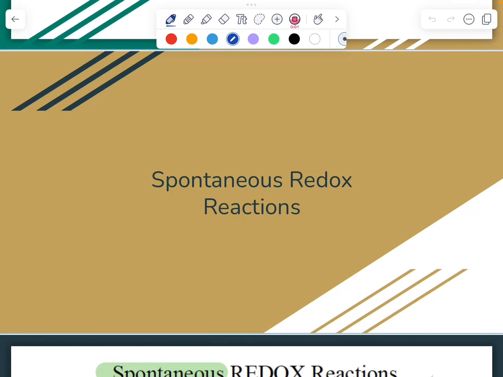Okay, this is breakpoint 5. We are going over unit 9, which is galvanic (voltaic) cells and spontaneous redox reactions.